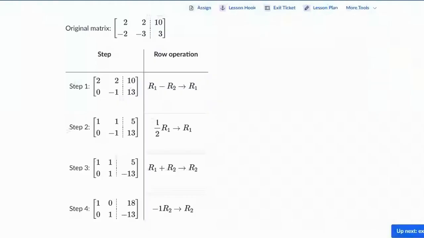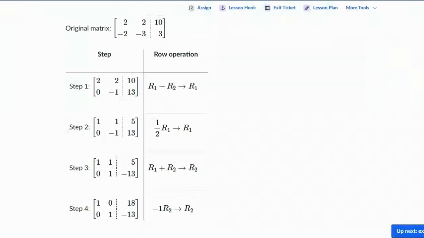2, 2, 10. 2, 2. So the first row is the same. Right, that didn't change. The second row used to be negative 2, negative 3, and a positive 3. Now it's 0, negative 1, and 13. How did we do that?